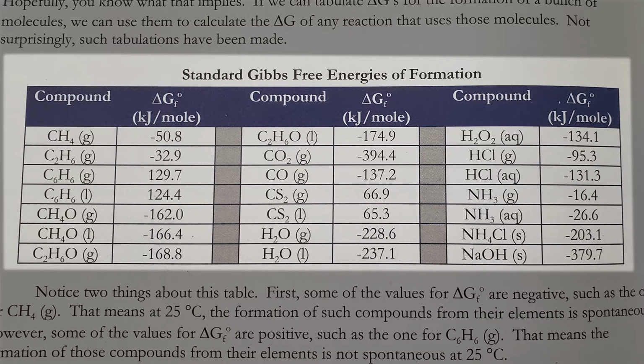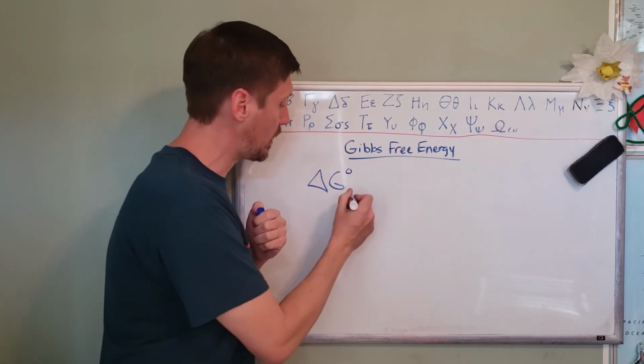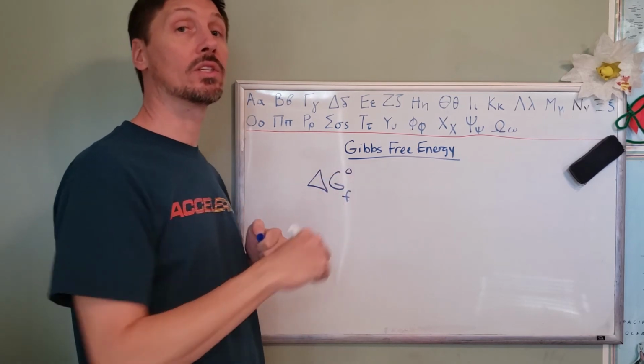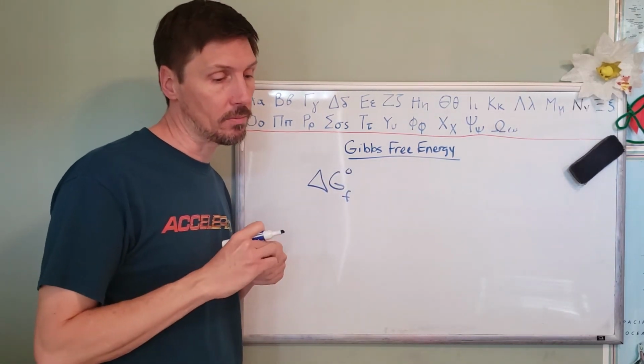All right, and so just notice with this table here, just like when we had the standard enthalpies of formation, when it says change in G, it has the little degree symbol there, and it has a little F down there. That means change in G of formation. The degree symbol means it's at 25 degrees Celsius, right? So these values are only good at room temperature, all right?